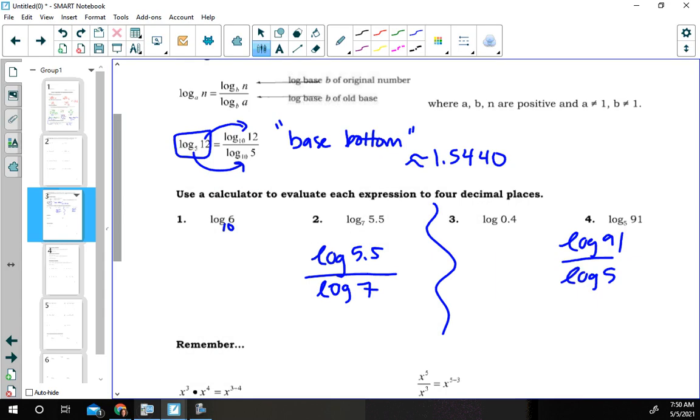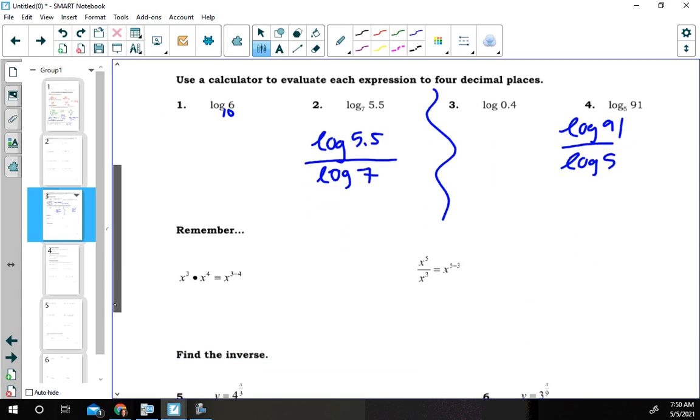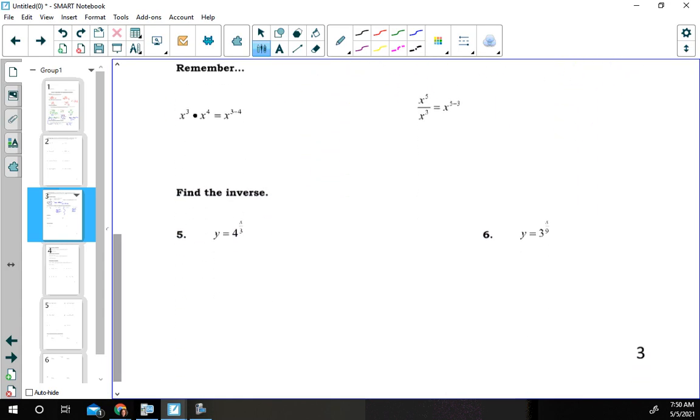Okay. The very last thing that we're going to do before we start actually doing our full inverses is these bottom 2 questions here. All right, so remember when we're finding an inverse of an equation, we have to get our x and y flipped. So first step, make sure it says y equals. Then we flip x and y, and then we resolve for y.